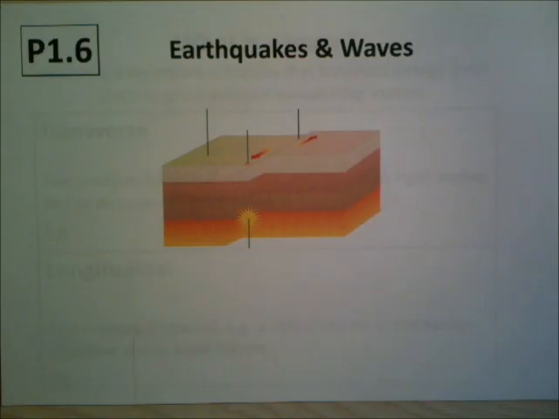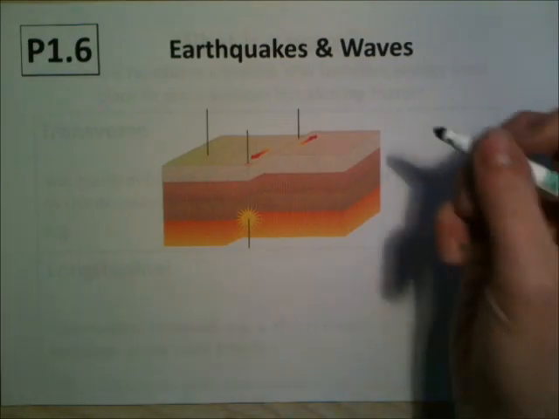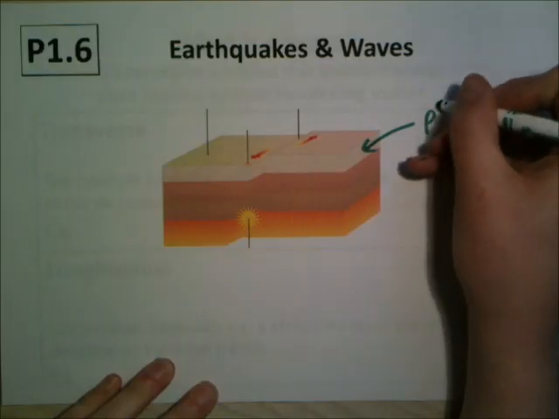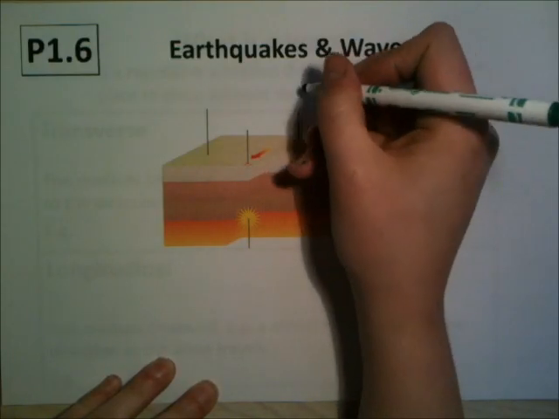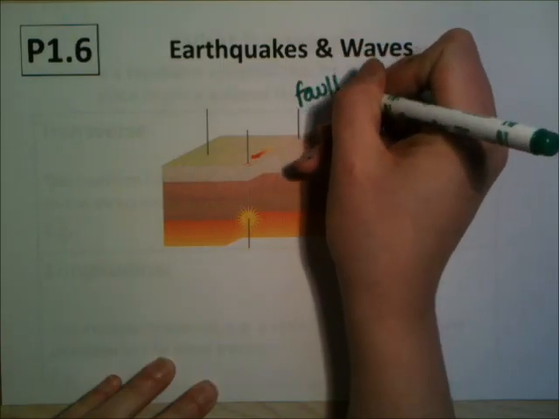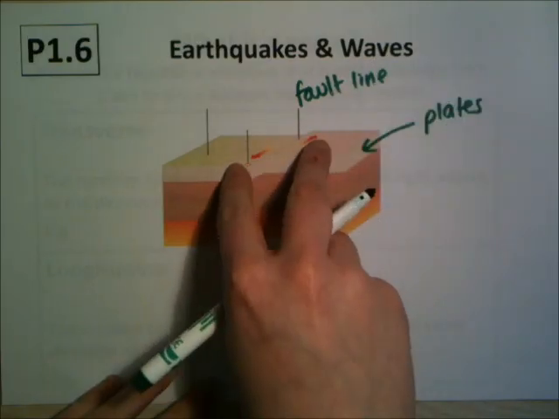Okay, so nearing the end of our P1 videos, we have a section now on earthquakes and waves. Now, earthquakes, as we mentioned in the last video, are caused when two tectonic plates, so right, plates for quickness, rub past each other at a boundary or a fault line. So we can see here that there's two tectonic plates and they're rubbing past each other.